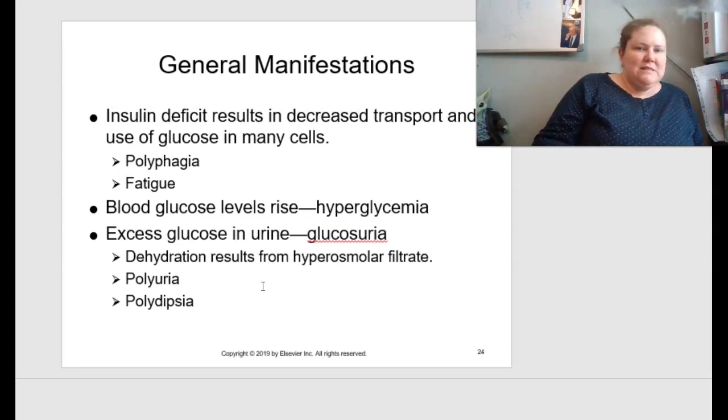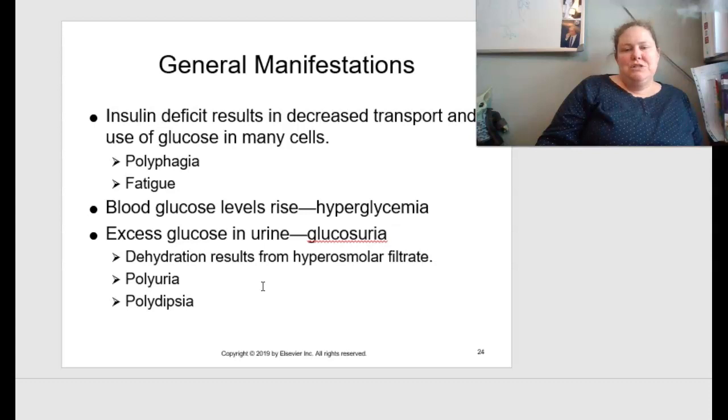So your general manifestations are going to be that your insulin deficits are going to result in decreased transport and use of glucose in many of the cells. This can cause polyphagia and also fatigue. The blood glucose levels can increase, and that would be the hyperglycemia, or it can cause excess glucose in the urine, which is glucosuria. Glucose is sugar, urea is urine. So high glucose in the urine, glucosuria.